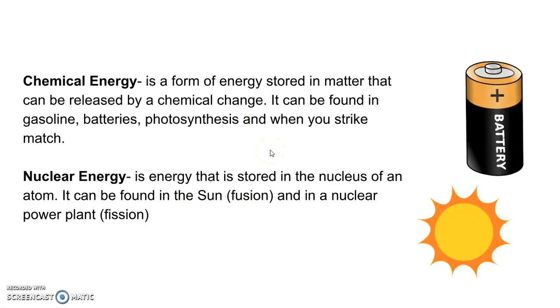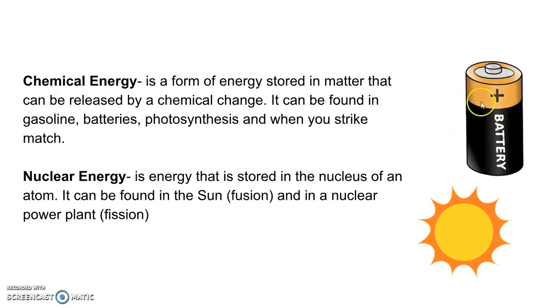Two more examples. So we have chemical energy and nuclear energy. Chemical energy is a form of energy stored in matter that can be released by a chemical change. It can be found in gasoline, batteries, photosynthesis, and when you strike a match. So chemical energy deals with anything with a chemical change, and that's something that we're going to learn about later on when we deal with chemistry.